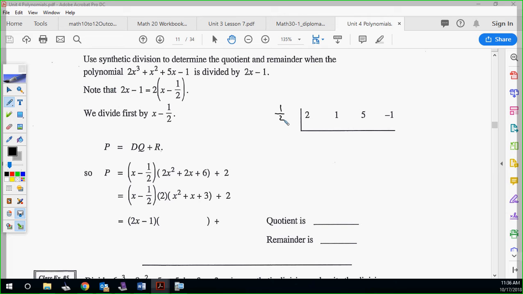And so we still do everything normal. Drop the 2. 1/2 times 2 is 1. 1 plus 1 is 2. 1/2 times 2 is 1 again. 3. Half of 6 is 3. Negative 1 and 3 is 2. So that's your remainder. So your quotient is 2x squared plus 2x plus 6. Your remainder is 2.